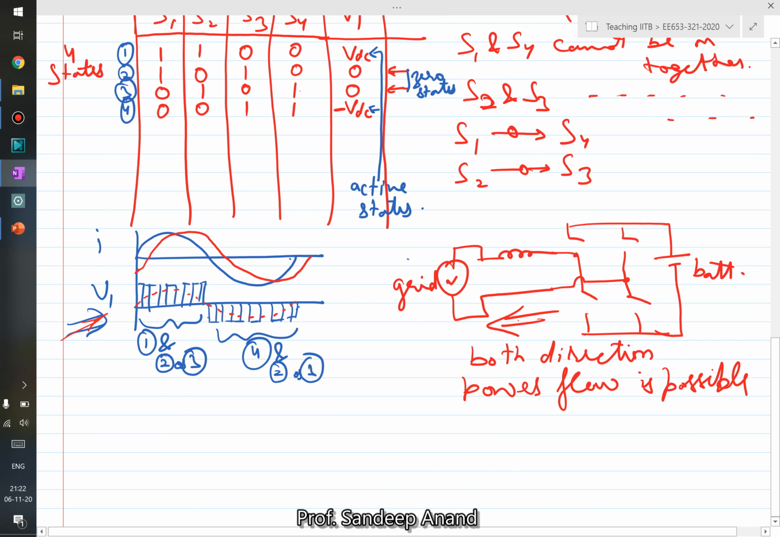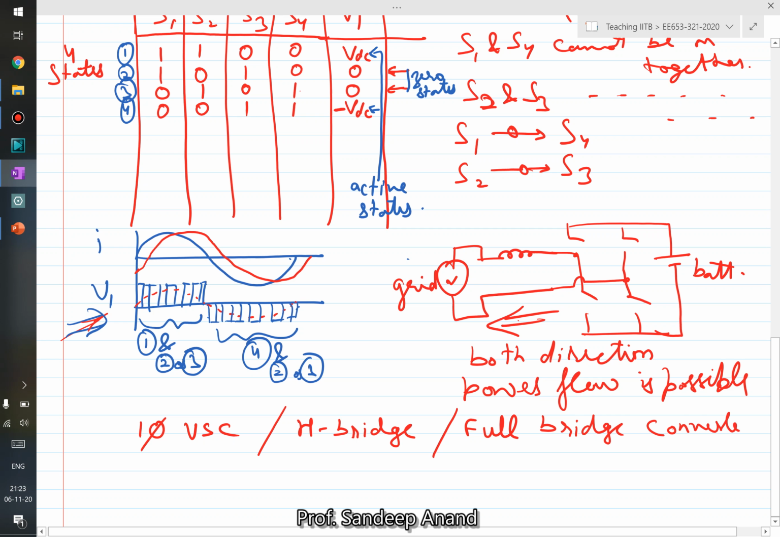Now this circuit is, as I told you, a single phase voltage source converter. It's also known as an H-bridge converter. It's also known as a full bridge converter. Okay, so these are the different names for the same circuit.